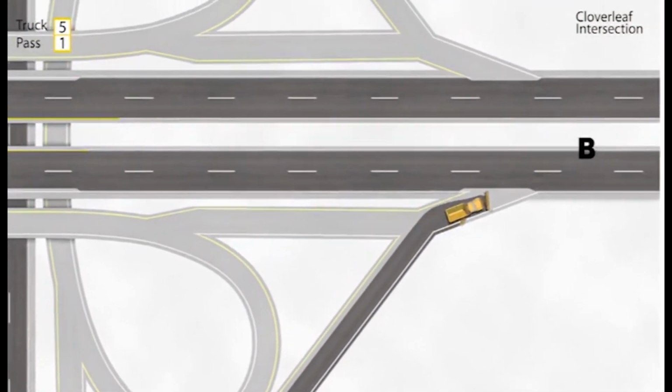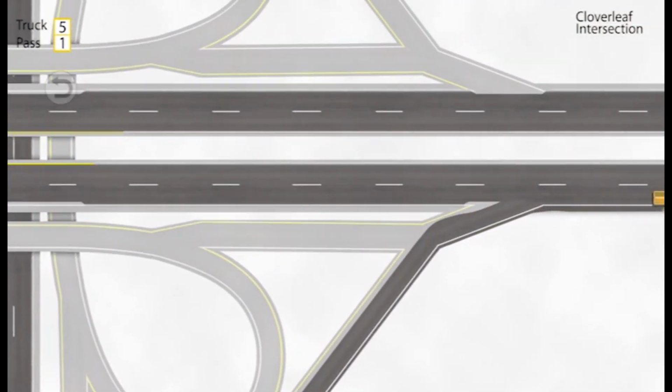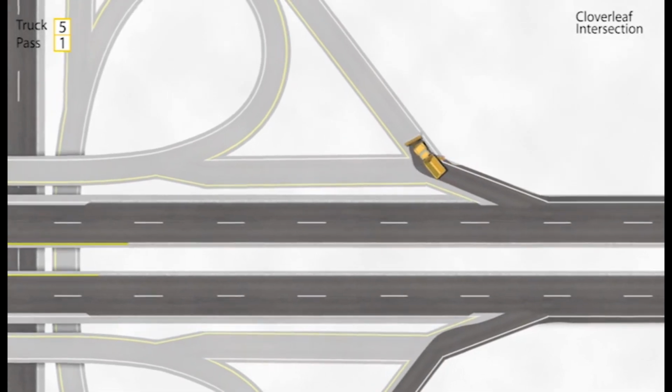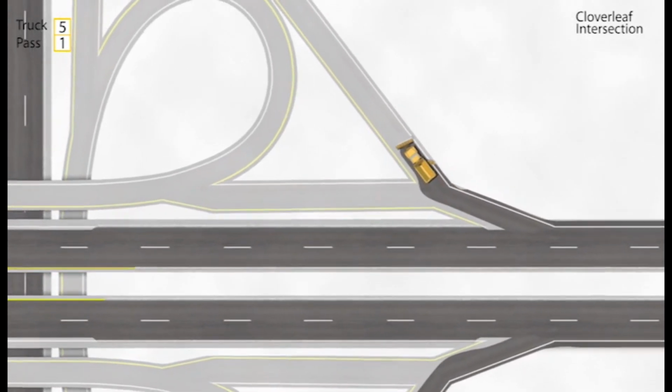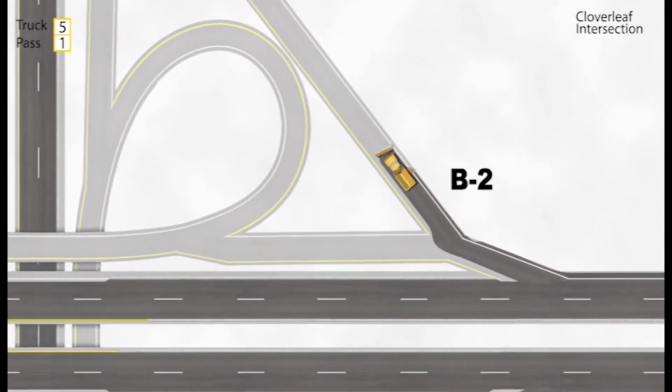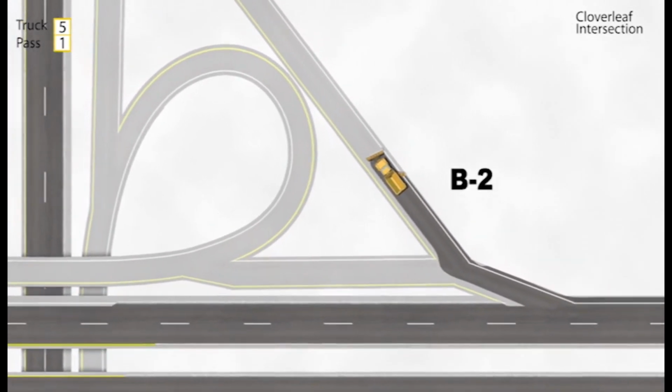It turns around and continues to point B1, northeast quadrant, and exits onto the outer ramp, still with front plow angled right and right wing plow extended. It proceeds to point B2 where it merges onto the northbound crossroad.